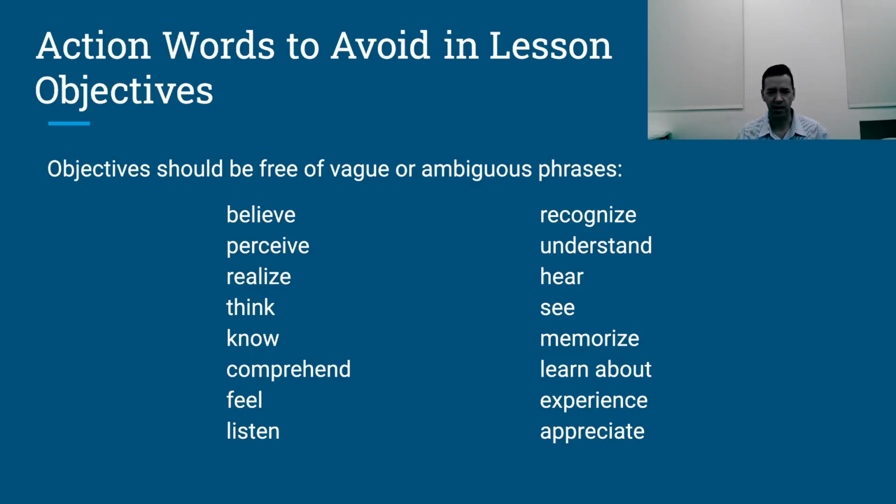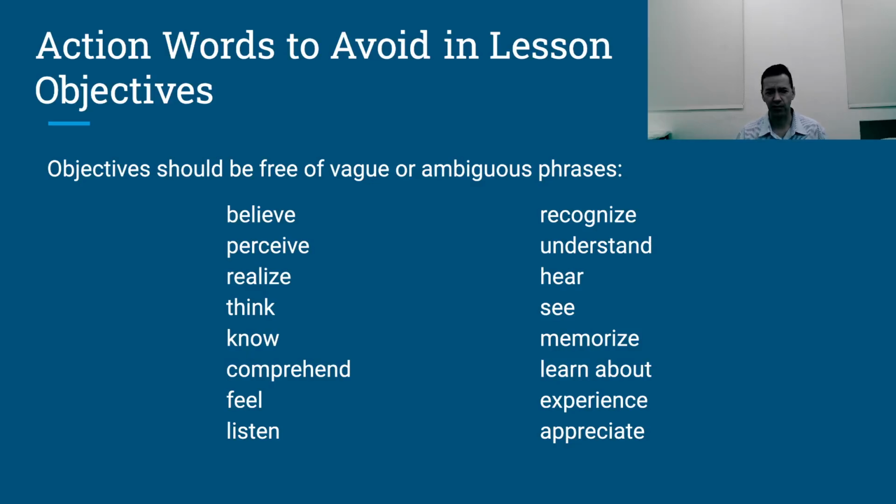As I said, your objectives should be free of vague or ambiguous phrases. Try not to use words like believe, perceive, realize, and so on. All of these words on here. How can you measure whether someone feels something? How can you measure if they hear something or see something or listen to something? These are very, very difficult to determine.